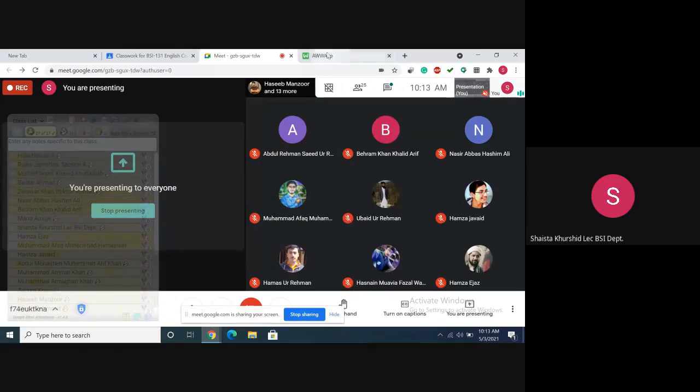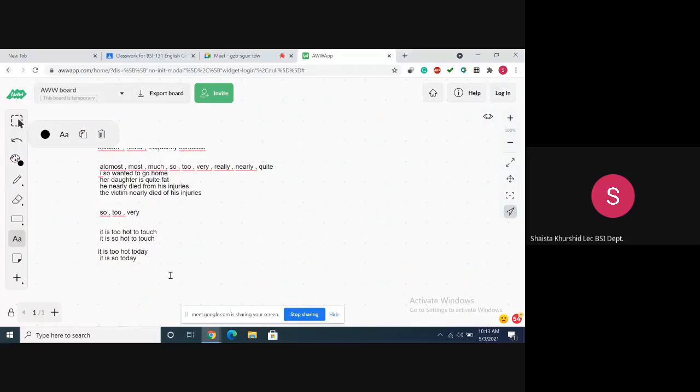Okay. When we use "so" in a negative sense, sometimes we say "it's too hot to touch." So "too" can take the preposition "to" with it. But "so" is an adverb which does not take the preposition "to" with it. It has to use a particular conjunction, and when it says something about negativity, it takes "that" with it. So it is an incorrect sentence.